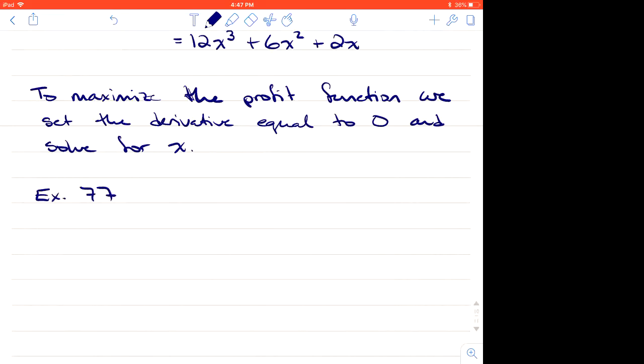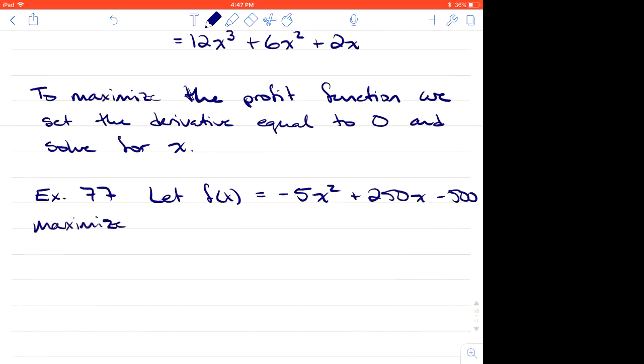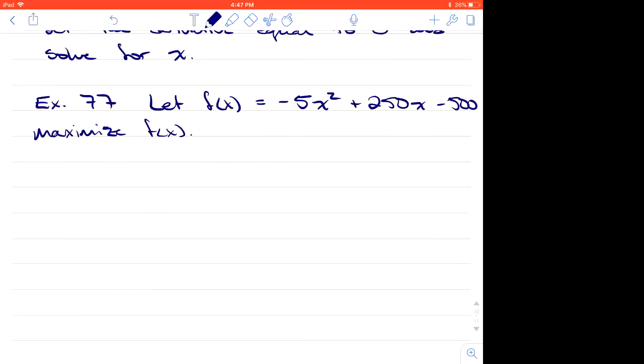Example 77. So this is what you can expect to see and have to deal with, right? So you tell me if it seems reasonable or not. Let f of x be negative 5x squared plus 250x minus 500 and maximize f of x. That's the question. So on the test, you would see something like that. And so you think, oh, okay, no restrictions. I have to maximize this function. Great. I'm going to take the derivative of this, set it equal to 0, solve for x, use that x to evaluate f of x. And then that's your maximized f of x.